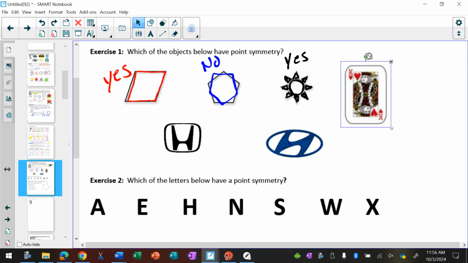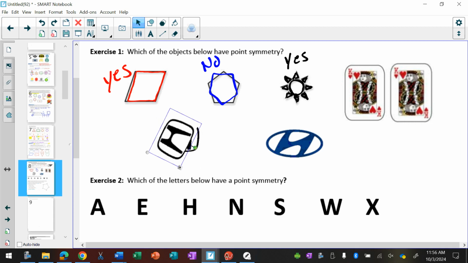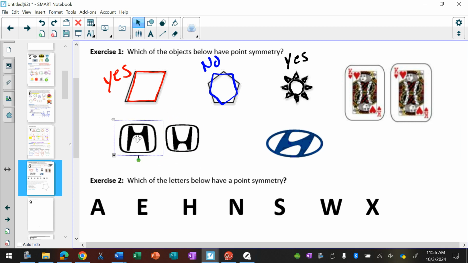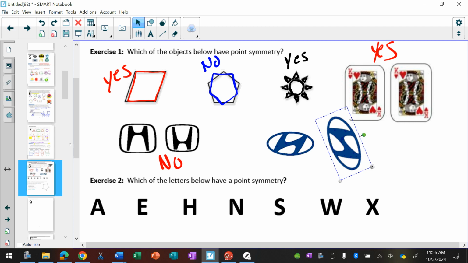The reason why decks of cards are designed the way they are is so that they look the same upside down. You can tell that I spun this upside down, and it looks the same as the original. That way, when you're holding the cards in your hand, it doesn't matter which side's up. This is a symbol for Hyundai cars. And if I spin this upside down and compare it to the original, it is not exactly the same. And then another car logo. If I spin this upside down, that one is the same.